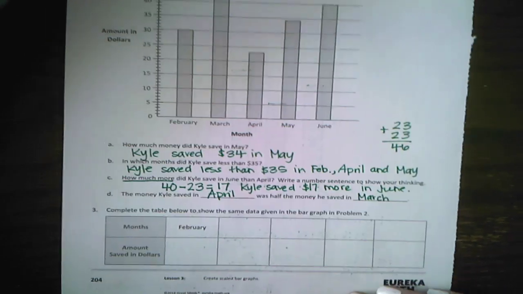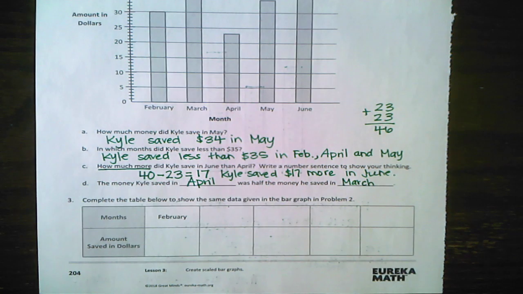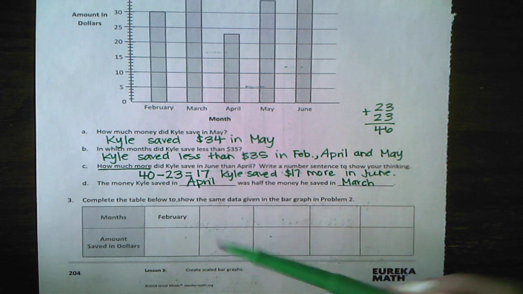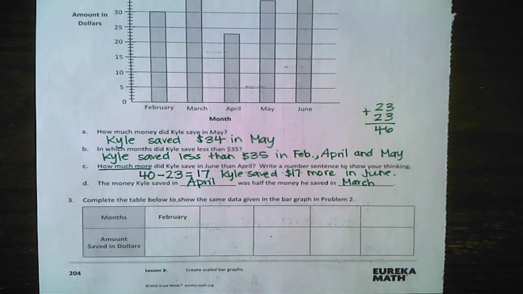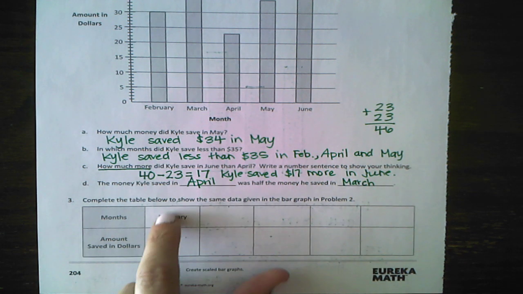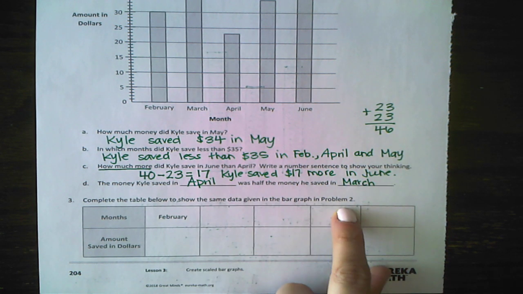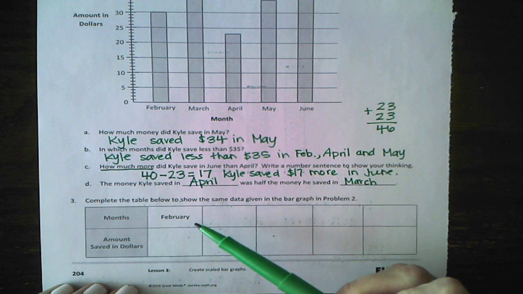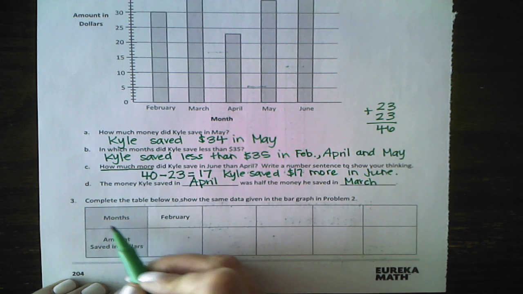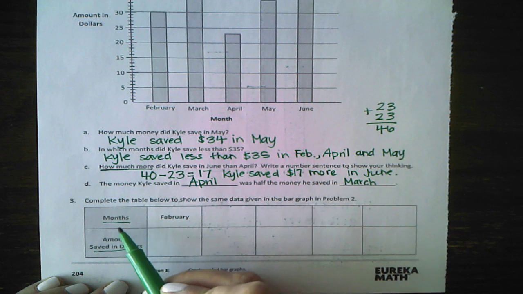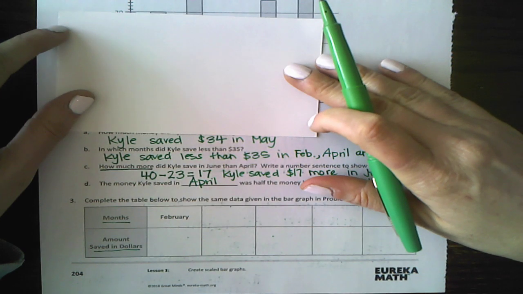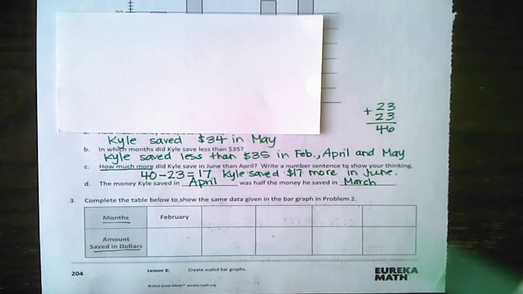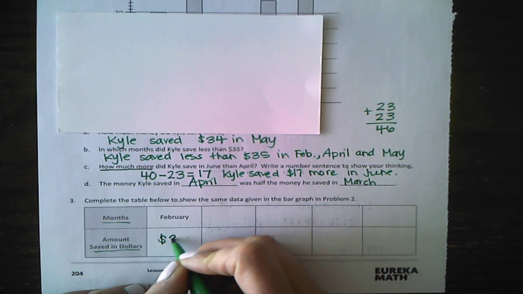Amazing. Okay, hopefully you can see well enough, because we're going to be interpreting this data and putting it in this table down here. I want you to be able to see everything. It says complete the table below to show the same data given in the bar graph in problem 2. So these are going to be the months and these are going to be the amounts saved in dollars. They have February written for us already. And if we use our straight edge, he saved in February $30. I'm going to write down 30.